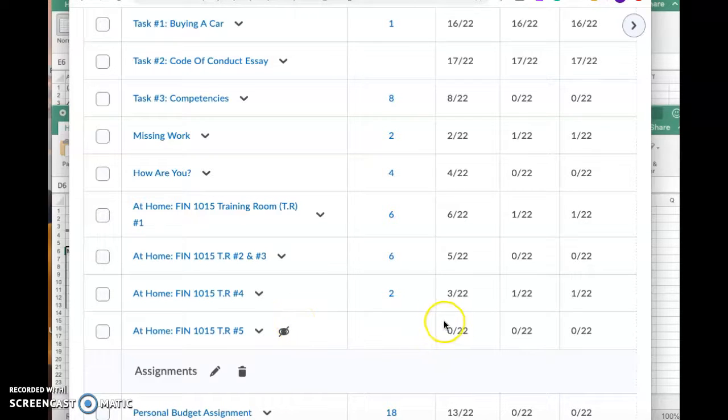Just a quick reminder, I have very few assignments: 6 out of 22 for training room number 1, 5 out of 22 for training room number 2 and 3, 3 out of 22 for training room number 4. I'm hoping to get more of these, but again, please tell your friends that this course is not just an automatic pass. You need to complete some work in order to continue getting credits in all 5 modules. Right now, most of you only have 1 credit in module number 1, which was personal finance. So please remember that this course is not an automatic pass. You still need to complete work.